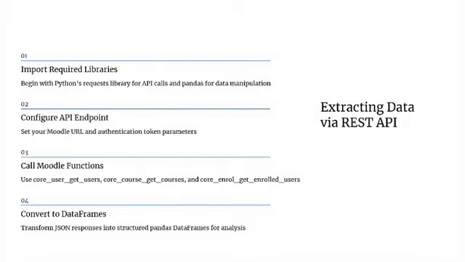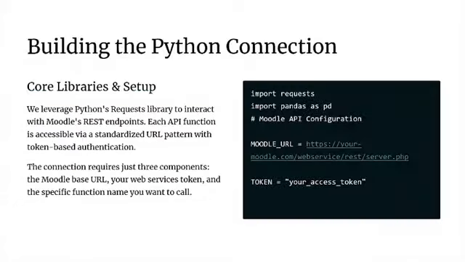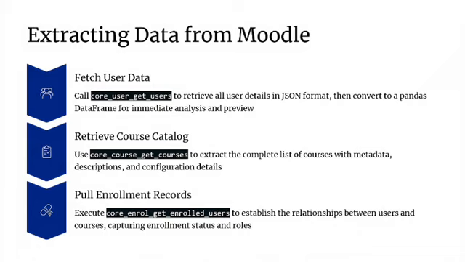So once API access is ready, we can begin extracting data. Let's see how Python helps us connect and pull data from LMS. We will use Python's requests library to interact with LMS REST endpoints and to process the responses. Each API call follows a simple structure: your URL, the authentication token, and the function name. We will use three key API functions as shown on the screen.